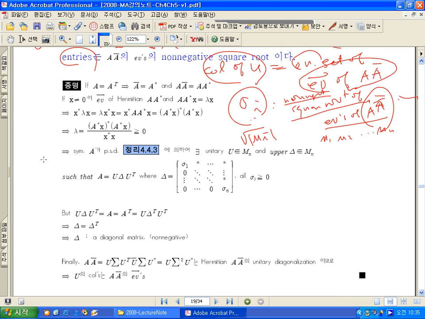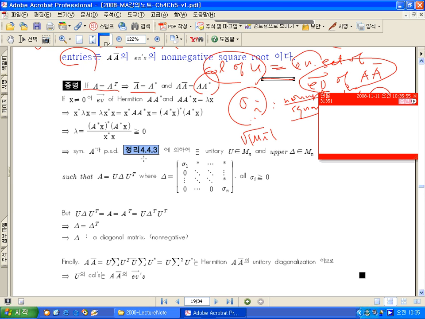Proof is rather simple. If A is complex symmetric, then A bar is the complex conjugate of A. Then A conjugate is the same as A conjugate transpose. Okay, this is a Hermitian matrix.